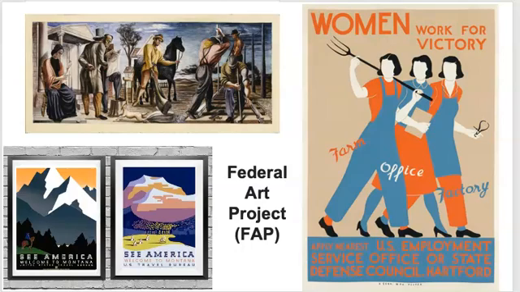Here's a couple on this slide that you can see, and the top image is a mural study by Philip Guston called Early Mail Service and Construction of Railroads. It's from 1938, and it's tempera on fiberboard. It was later turned into a mural for a post office in Georgia.